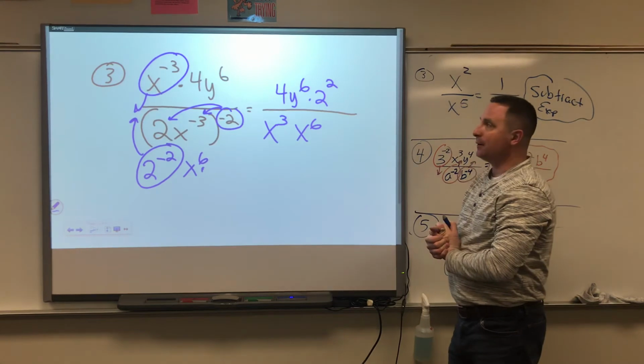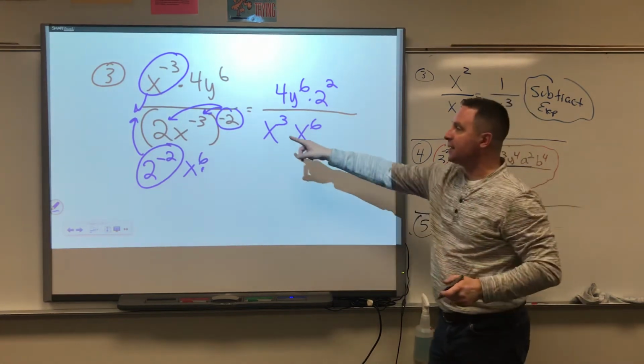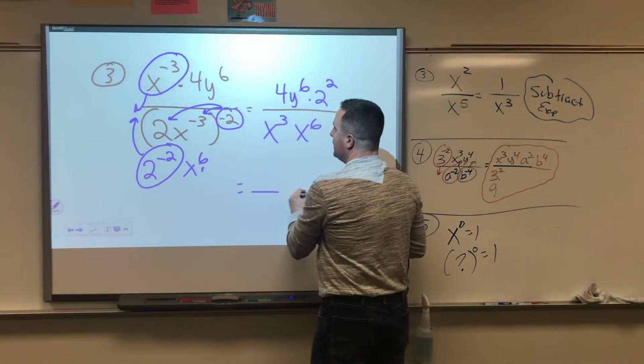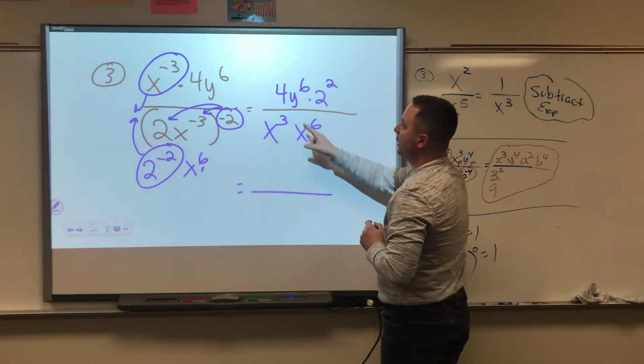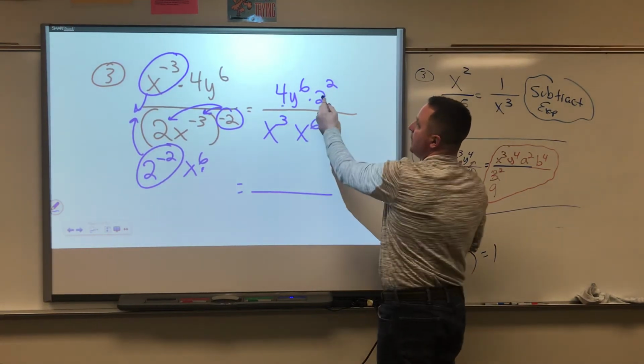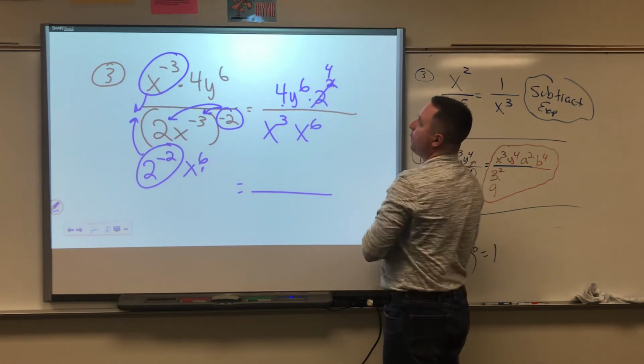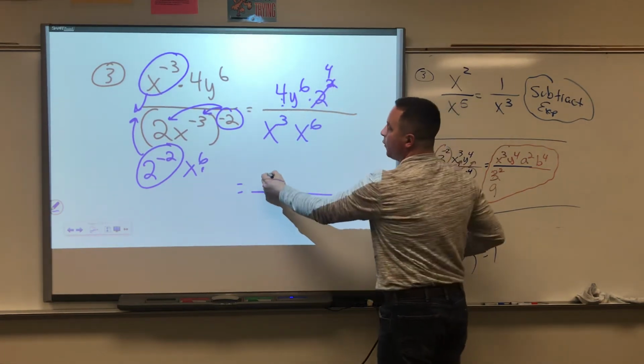So I got rid of the negatives and the distributing of the exponents all at the same time. Now let's simplify. If I look at my numerator, I have a 4, and then 2 to the 2nd, that's also 4. So 4 times 4, I get 16.